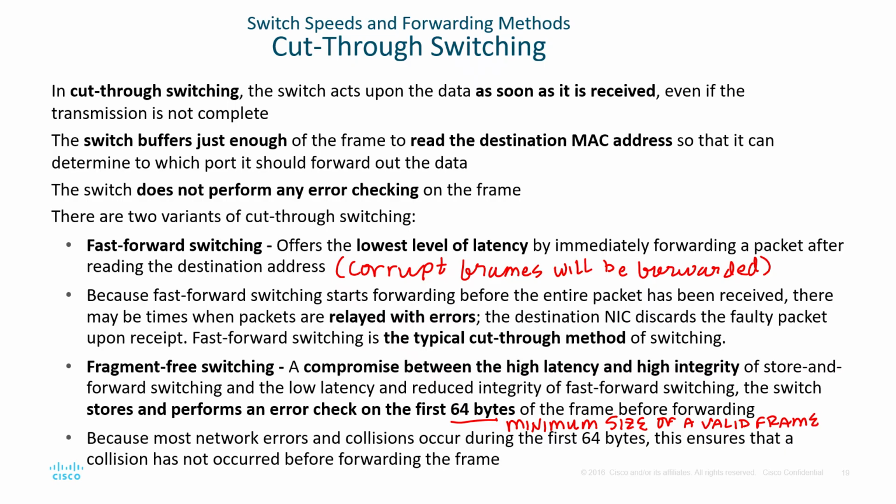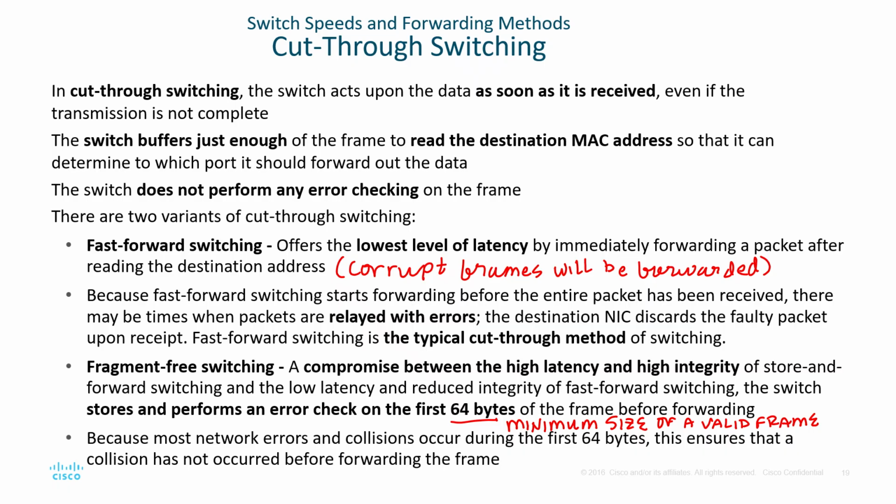Okay, so fragment free says, I'm going to check at least the 64 bytes, which I know is the minimum size for a valid frame. If that's good, I'm just going to push it forward. Because most network errors and collisions also occur during the first 64 bytes, this ensures that a collision has not occurred before forwarding this frame.